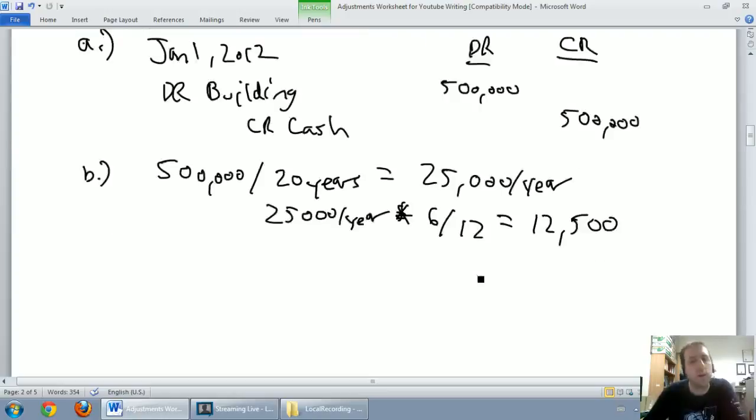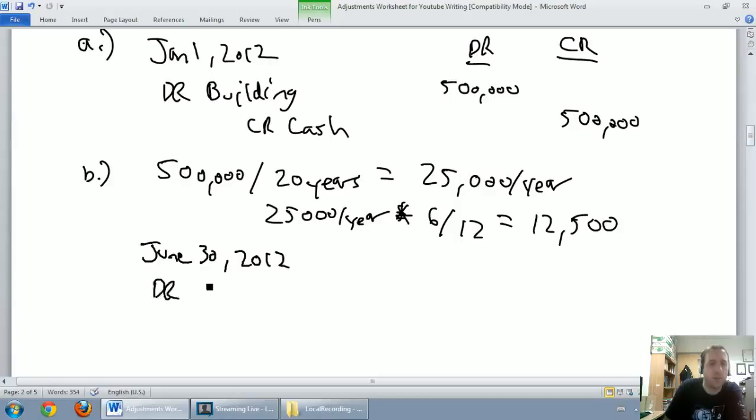The journal entry for amortization is really simple, but you just need to memorize it. There's no real trick here. There's no silver bullet. Just remember this is what all amortization journal entries look like. On June 30th, 2012, we're going to debit amortization expense, and we'll note that it's on our building, and the amount is $12,500.